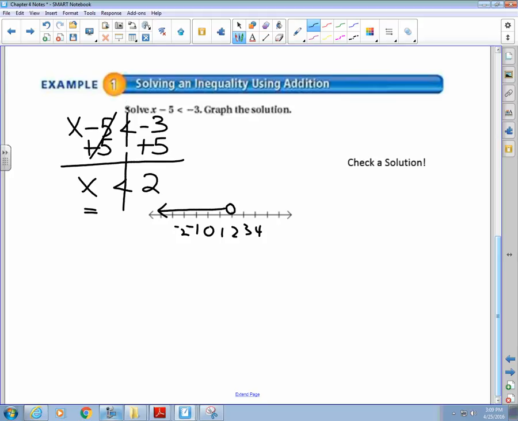The last thing we have to do is check our solution. What does it mean to check a solution? It means to take a number, any number that is in this area where the number line is.